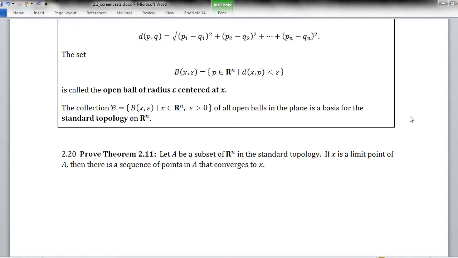Okay, so exercise 2.20, prove theorem 2.11. Let A be a subset of Rn in the standard topology. If x is a limit point of A, then there's a sequence of points in A that converge to x. Okay, so this makes sense linguistically, if nothing else, right? If x is a limit point of A, then it should be the limit of a sequence of points in A. Okay, but there's a little bit of work to show that the definitions all work out.